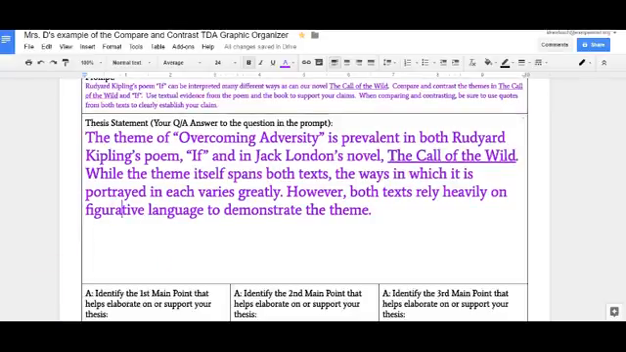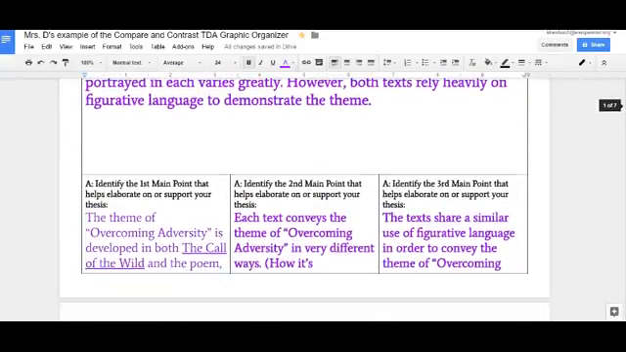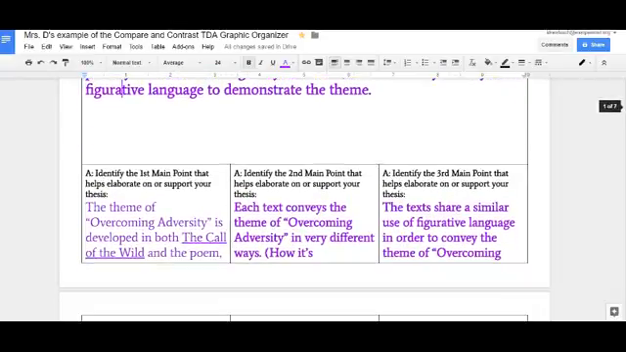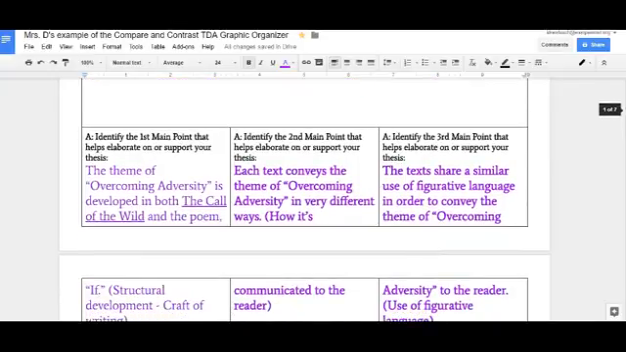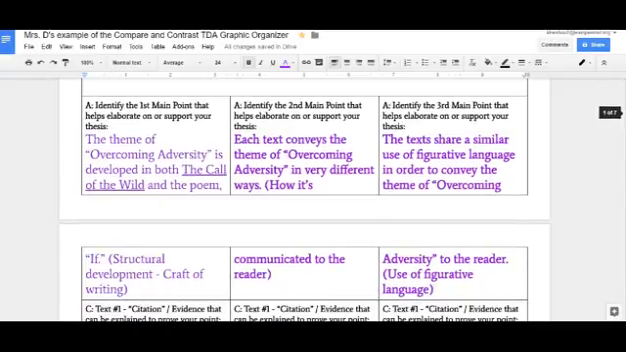The important thing to remember with a compare and contrast TDA, text-dependent analysis, is that you need to both compare and contrast. That means find similarities and differences, not just one or the other. So you'll notice the organizer is set up slightly differently. Now, these are just some examples that I personally have. You don't have to think these things, but we're going to go over those later.